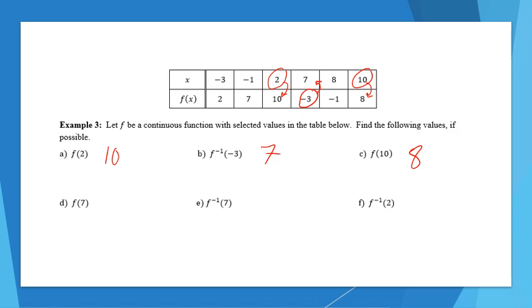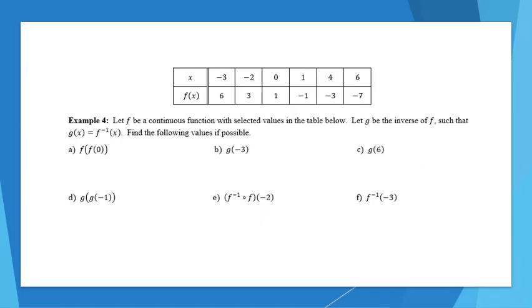F of 7, so if I erase what we have here, for f of 7, you just look at 7 here and then go down to negative 3. Inverse of 7, you're looking for 7 here and going up to negative 1. And then the inverse of 2, you look for 2 in your y's and then go up to negative 3 there. So that should be your answer for example 3.